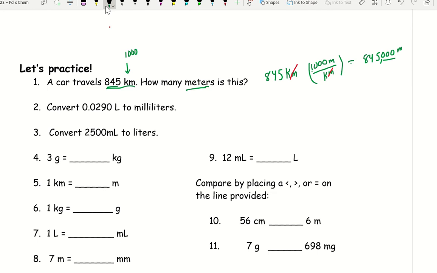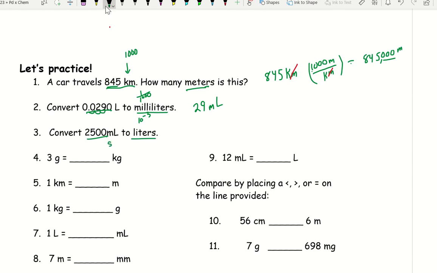All right, convert this number of liters to milliliters. Since we're using smaller units, we expect this number to grow. We know milli means 1 out of 1,000, or 10 to the negative 3. What I want you to think when you do this is that you're going to move the decimal over 3 places. 1, 2, 3. So it will be 29 milliliters.